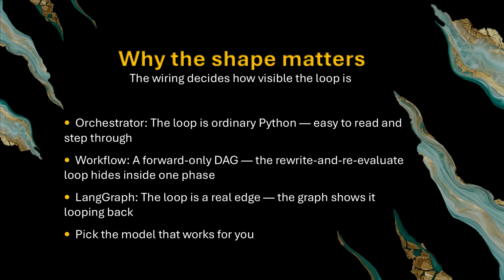So why does the shape matter? Because the wiring decides how visible your loop is. In the orchestrator, the loop is ordinary Python, plain to see and easy to step through. In the workflow, it's a forward-only DAG, so the loop hides inside a phase. In LangGraph, the loop is a real edge, and the graph shows it looping back. Pick the model that works for you. Next part, we give this workflow a memory.